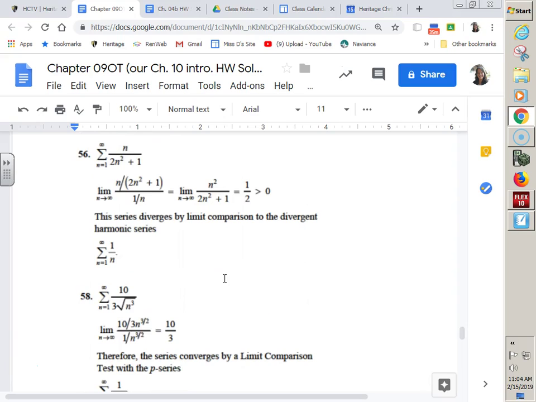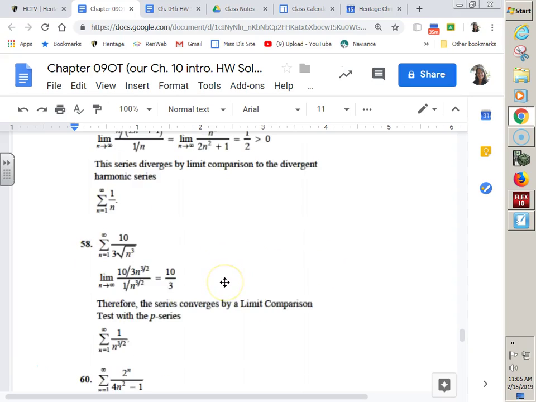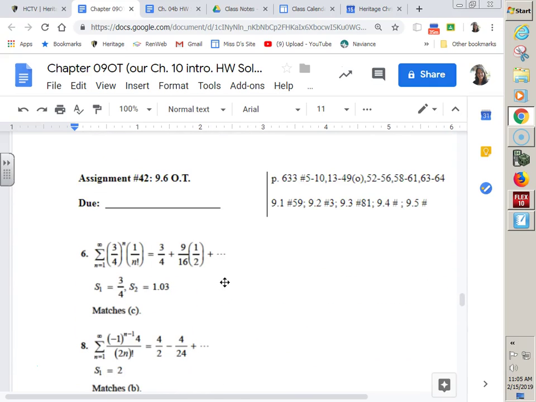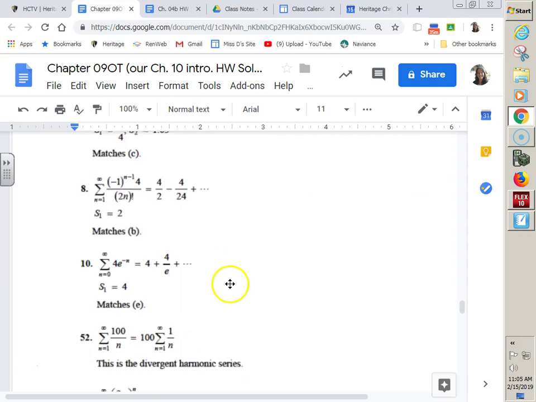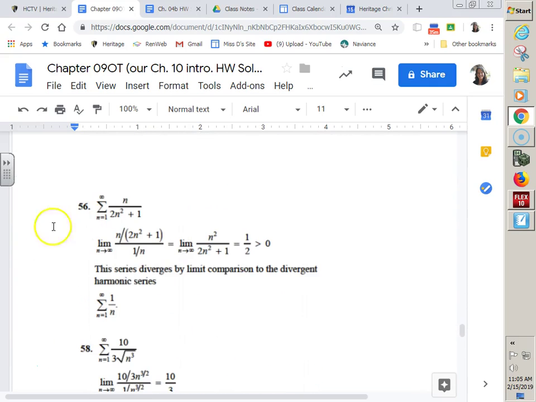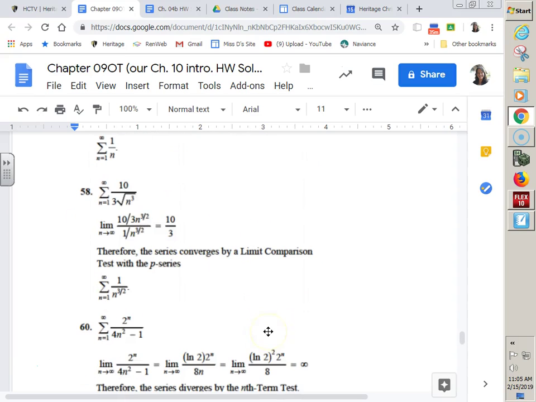Number 56, you end up with a divergent by limit comparison. 1 over n, the P series, p is equal to 1, which is not greater than 1. What homework is this? Oh, is this homework 9-6? No, that's the last section, right? Doesn't sound like we've done very many ratio or root tests. Oh, yeah, we did. They're doing limit comparison. Huh, interesting.